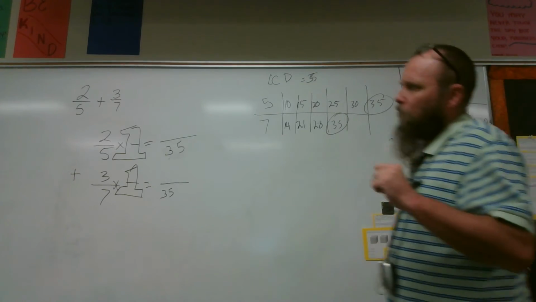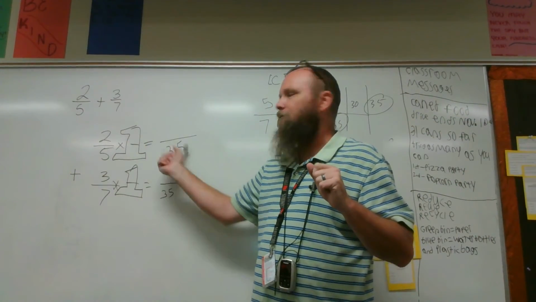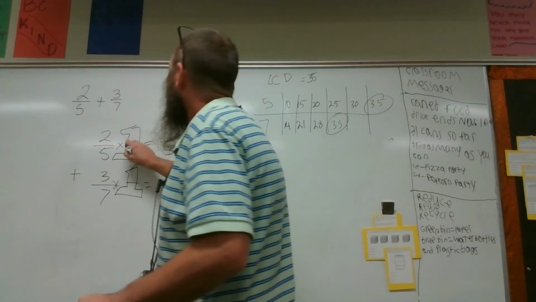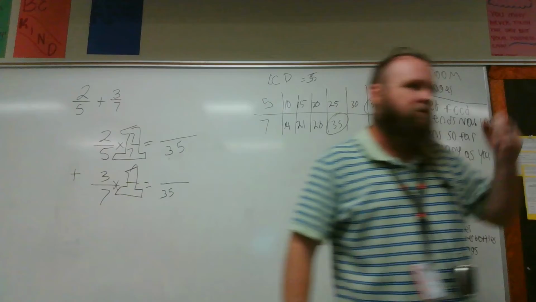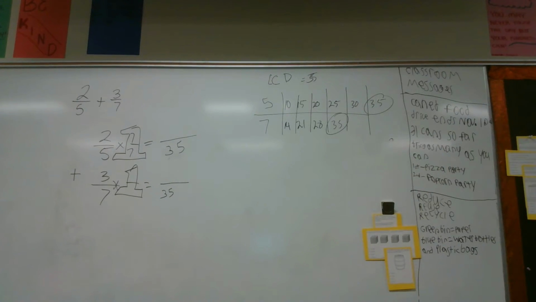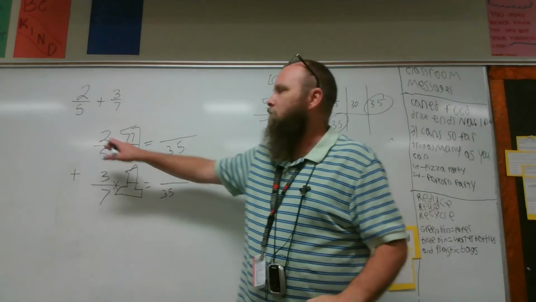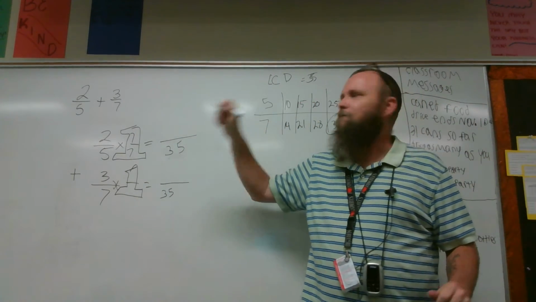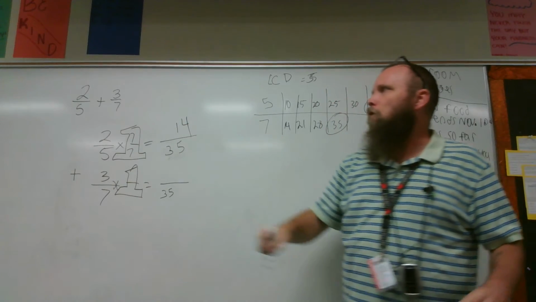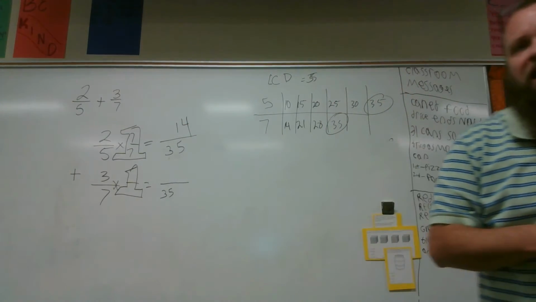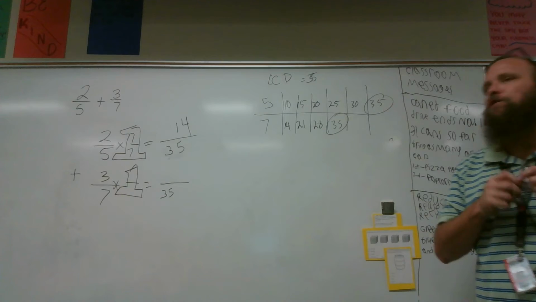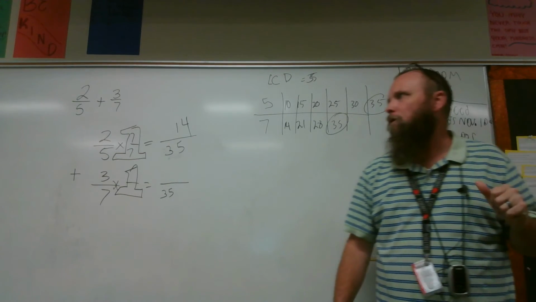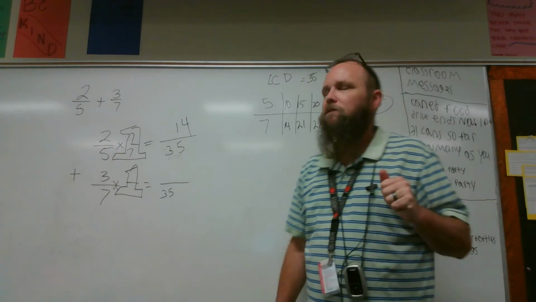So Megan, what would I multiply times 5 to get 35? 7. Great. So 7 over 7 equals 1. So what's 2 times 7, Megan? 14. So 14/35 is equal to 2/5.